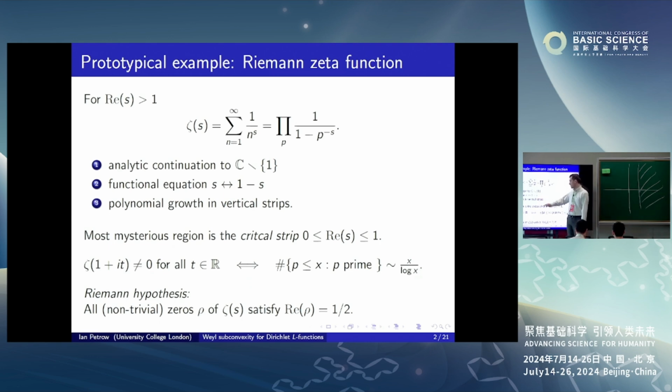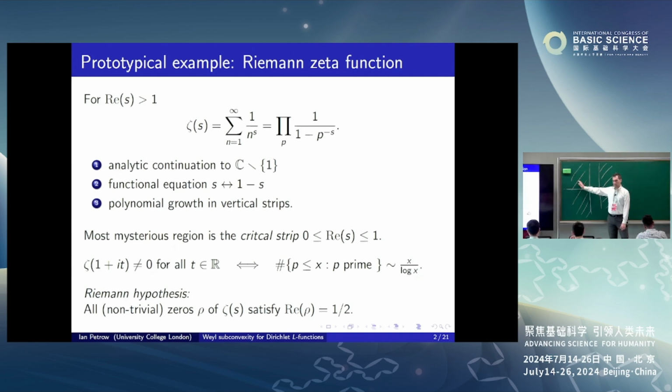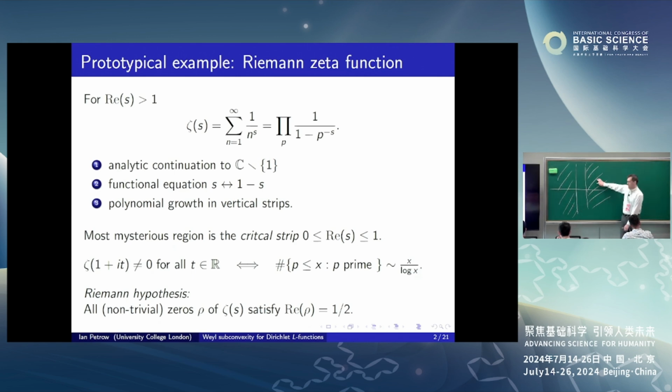And it has a functional equation relating s to 1 minus s. That just rotates the plane 180 degrees about the point s equals 1/2. So in this area over here, we know everything we want to know analytically by referring back to the right half plane. It has polynomial growth in vertical strips, and it has this critical strip, where everything interesting about the zeta function happens, analytically speaking. In this domain, it's more mysterious, and this is also where a lot of arithmetic information is hidden.